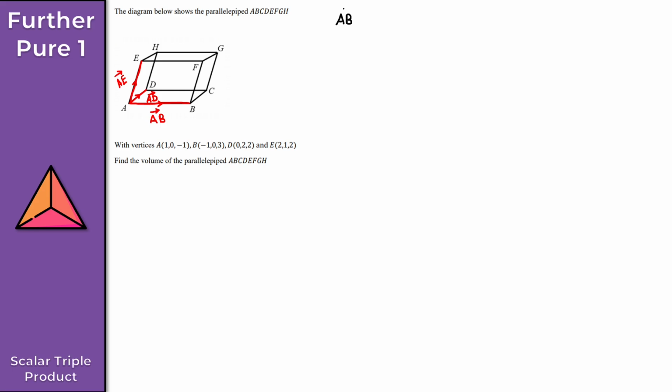So for the vector AB, this would simply be B minus A. So what do we get here? Well, we get -1, -1, so that's -2. We then get 0, -0, so that's just 0. And then finally we get 3, -1, so just be careful with the signs here. So I get 4 there. So that's the vector AB.